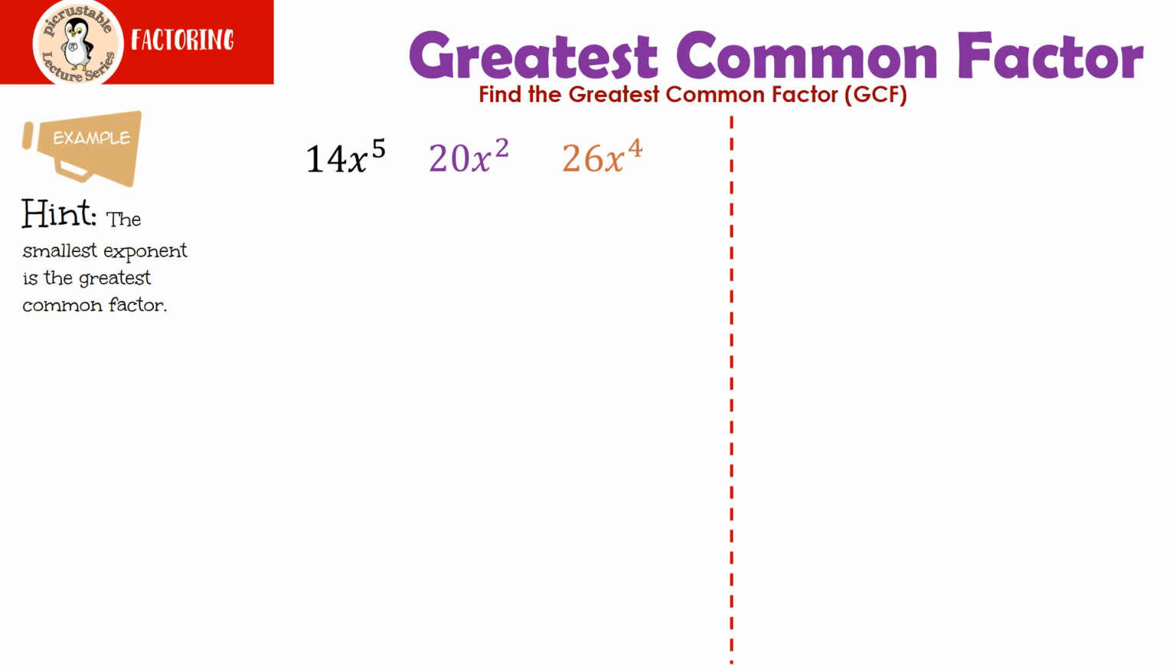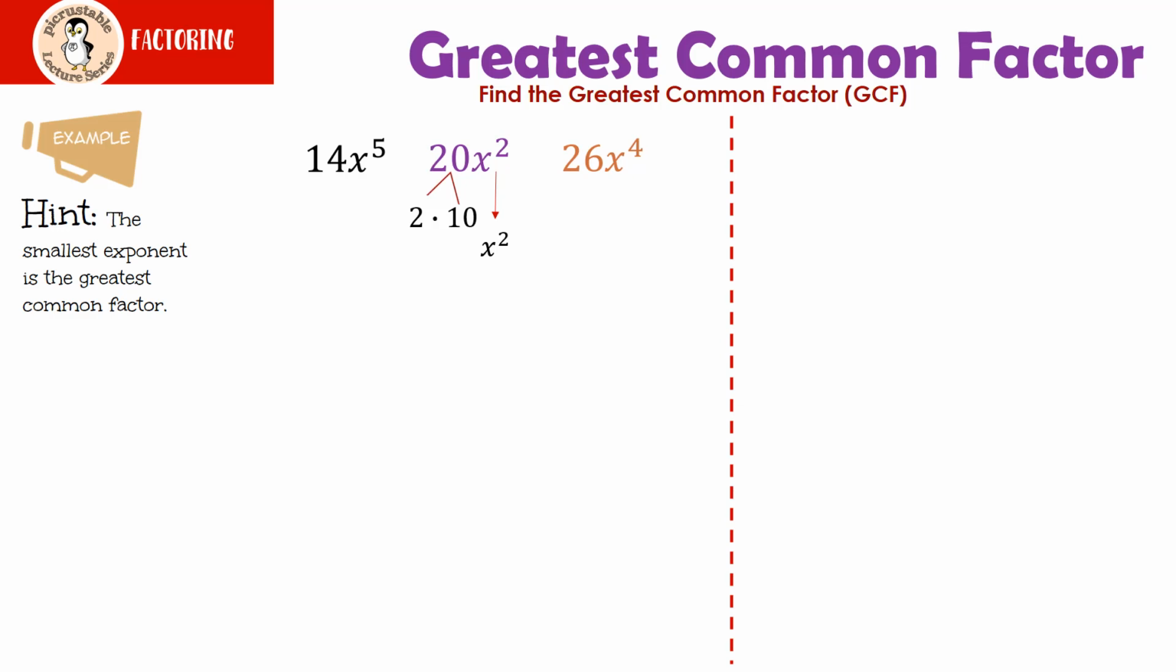Now I'm going to give you a really big hint. The smallest exponent is the greatest common factor. Whew, we don't have to write all the x's out anymore. When I look at 14x to the 5th, 20x squared, and 20x to the 4th, I see that x squared is the smallest exponent. So that's actually going to be our greatest common factor for the x's.